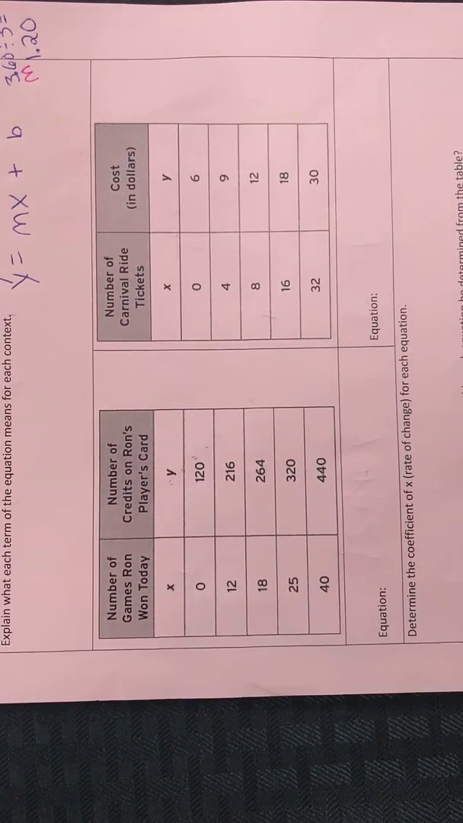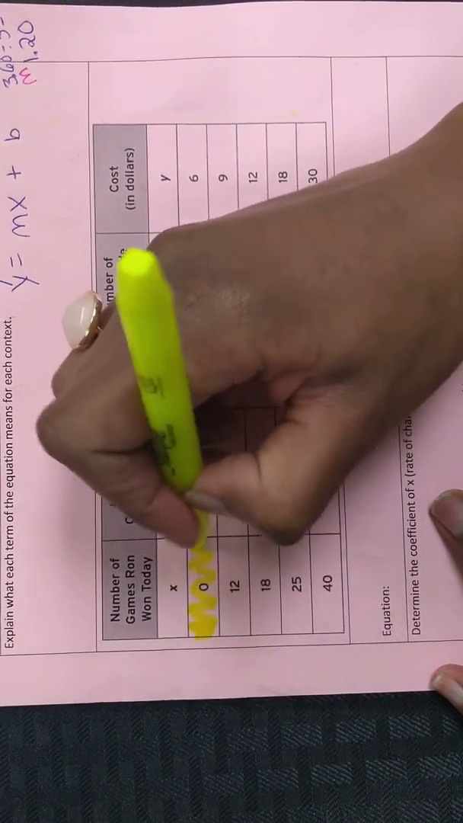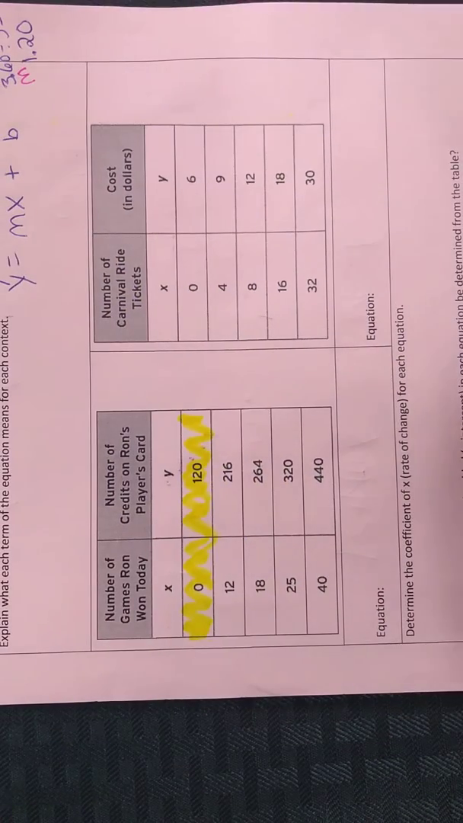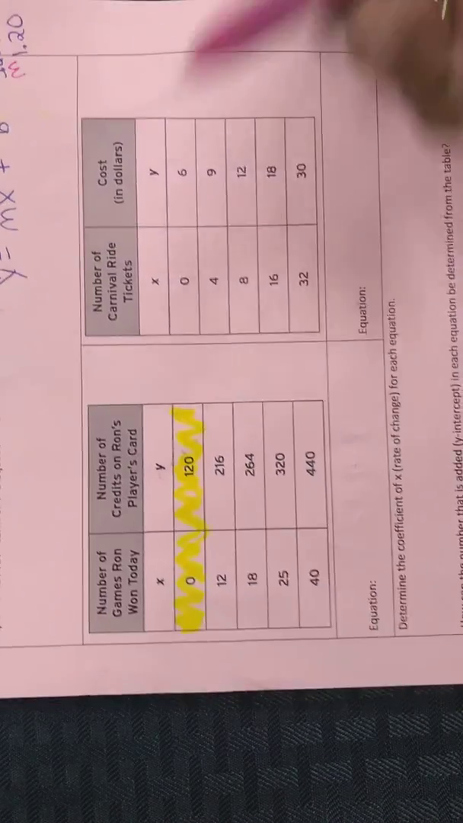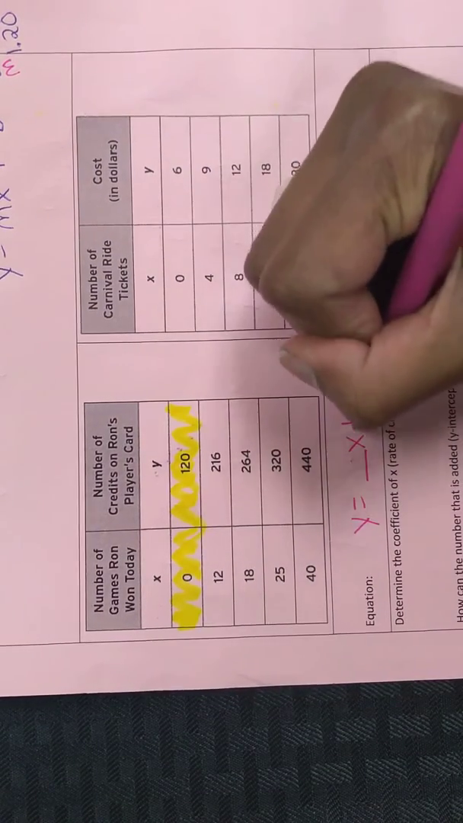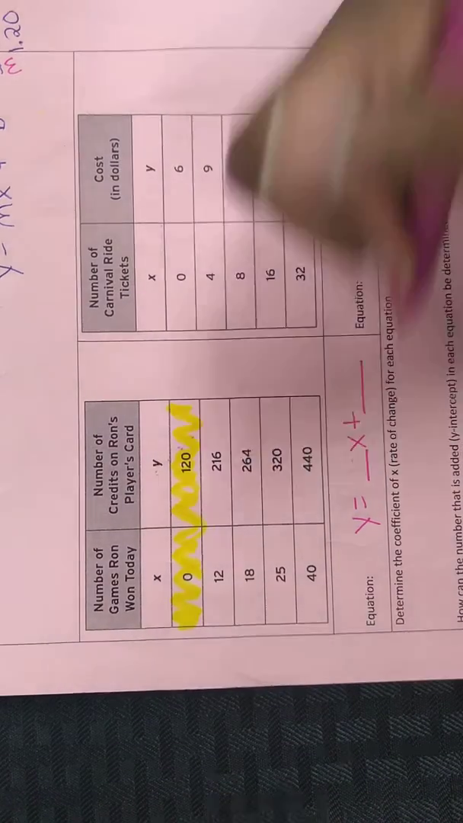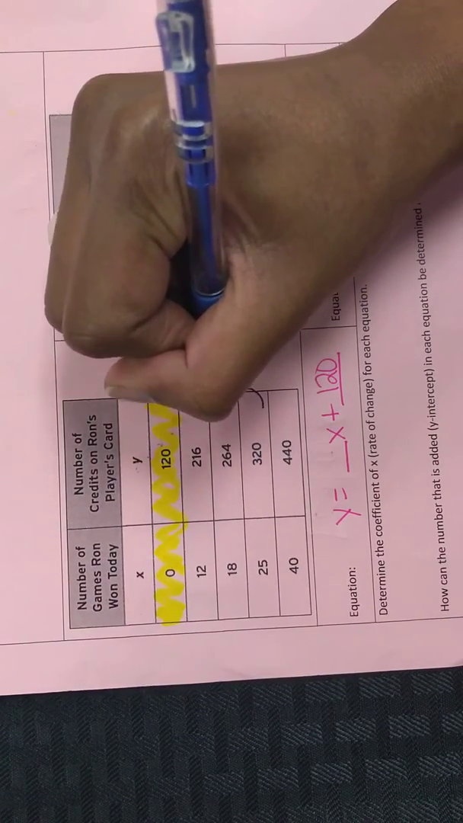I can see right away, hello, here is my y-intercept, because the value of x is 0. So it's going to cross the y-axis, which means all I've got to do now, I already have something x plus something. I already have this part. There it is, 120. Now I just have to figure out my slope. Same thing we've already learned.